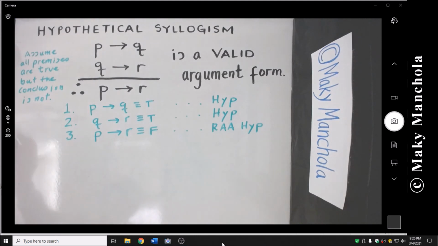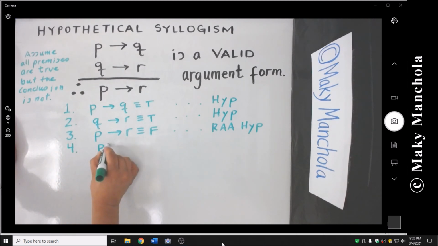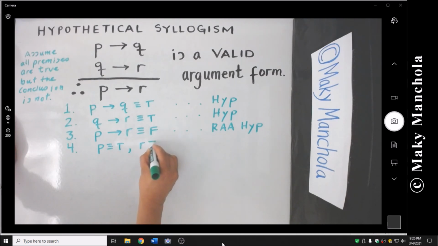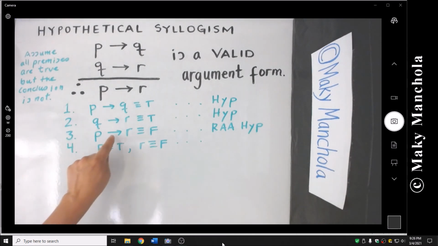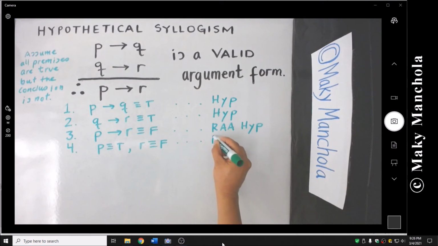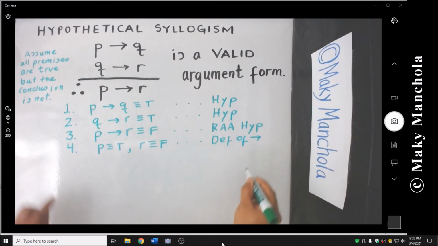Now, if we want P implies R to be false, there is only one way that can happen. P being true, R being false. So we get this by definition of the conditional in step 3.